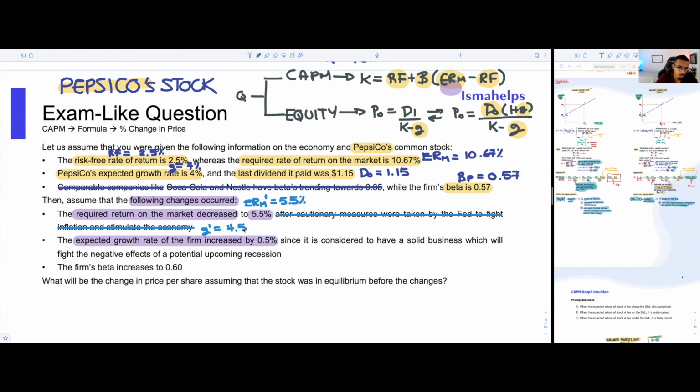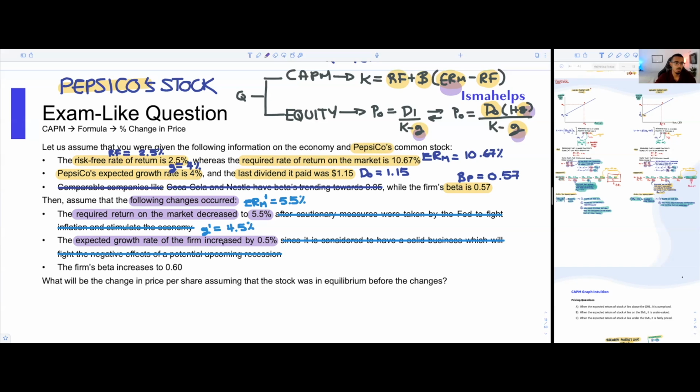Okay, so we have 4.5%. And once again, there's a bunch of noise that we don't care about since it is considered to have a solid business, which will fight the negative effects of a potential upcoming recession. What does that even mean? But one last thing, once again, is if we have this information, maybe it's valuable to highlight it in our formula, right? Maybe we'll have to compute this twice. It may be valuable, okay?